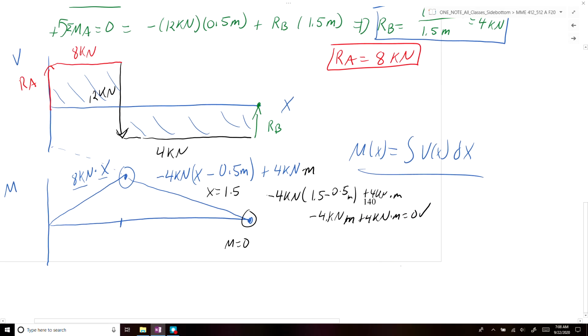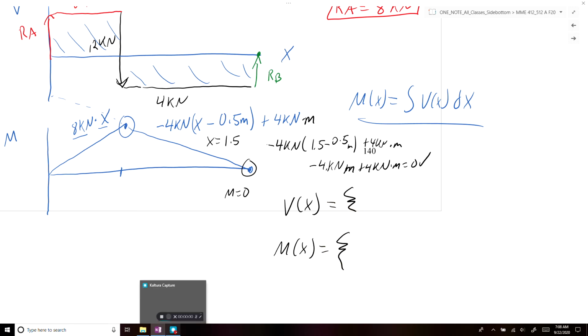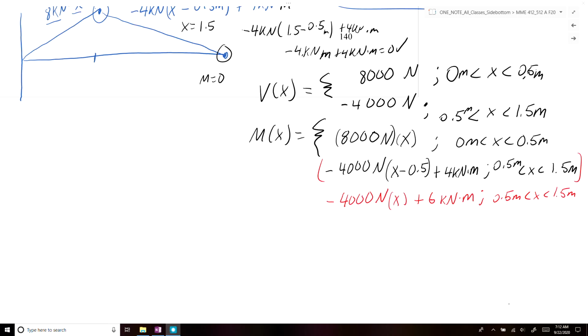So we can just write these two terms as piecewise functions. I'm going to write V of x and M of x as piecewise functions. I'm going to pause the video here and write out those piecewise functions. Now we have our two functions, V of x and M of x, as a function of x.